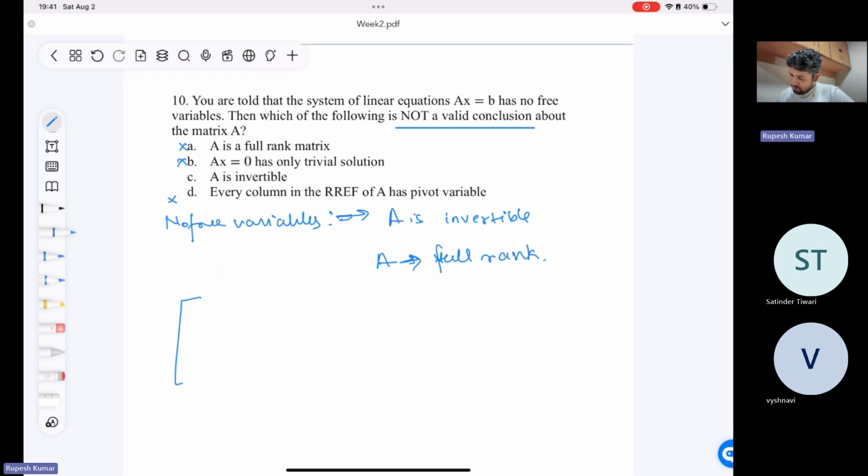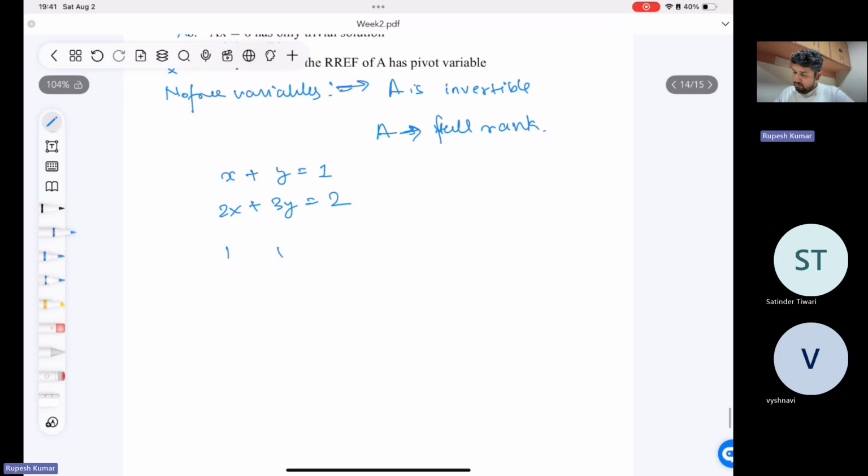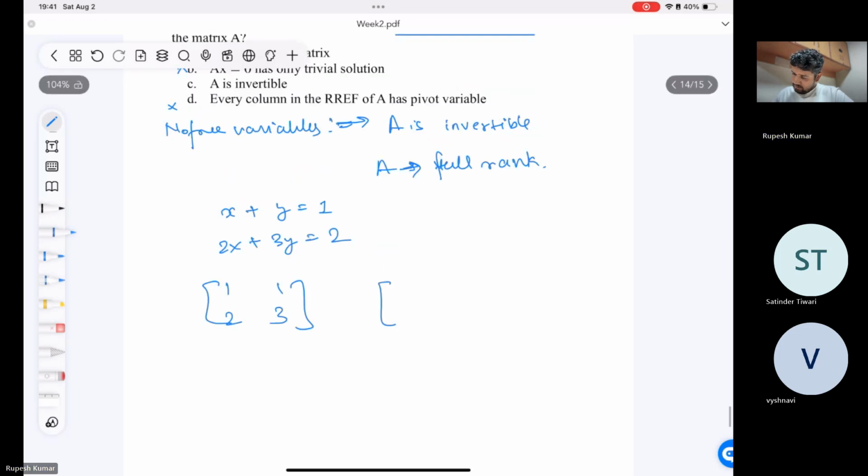Let me think of this problem, right? x plus y equals 1, 2x plus 2y equals something. So now this system of equations forms this matrix 1 1 2 3, right? You do some operations to get the pivot form.